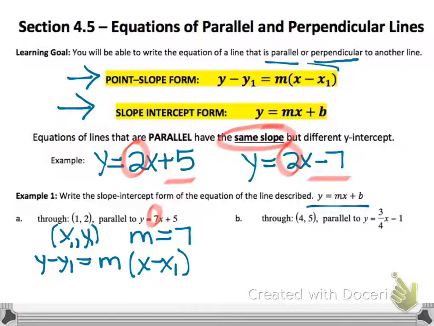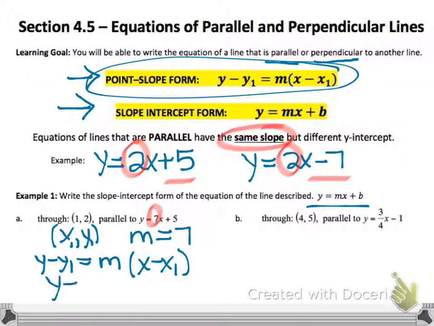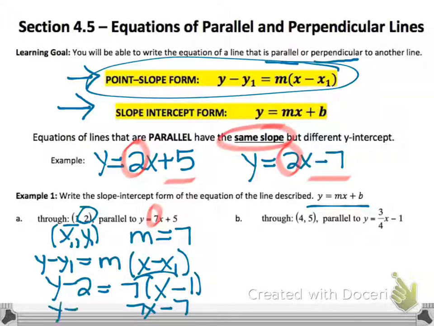So again, we're going to use this formula right up here, and we're just going to plug in what we know, because we know the slope now, and we know a point, and we can put it in the form that we need by just distributing. So that would be y minus, well, the y coordinate up here is 2, equals 7 times x minus the x coordinate up here, which is 1. And then finally, we're just going to distribute and put our like terms together on the same side. So distribute the 7 through. That makes 7x minus 7, and y minus 2 equals that.